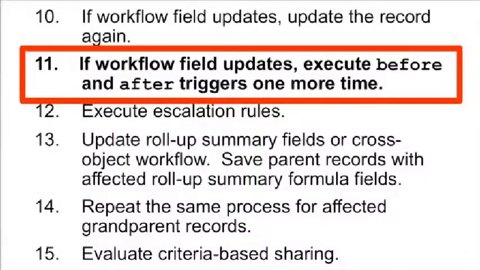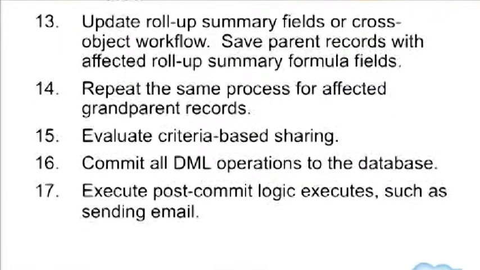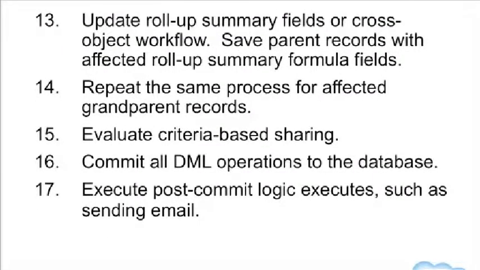Now it doesn't mean we start over on step 3. We simply re-execute the triggers and then we continue on to step 12. We're going to execute our escalation rules. We're then going to do some calculations on roll-up summary fields or cross-object workflow for master detail relationships. Repeat the same process for grandparent records, which are doing the roll-up summaries. We're going to evaluate criteria-based sharing rules to possibly share the records with folks. And then finally, we're going to do step 16, which is the commit.